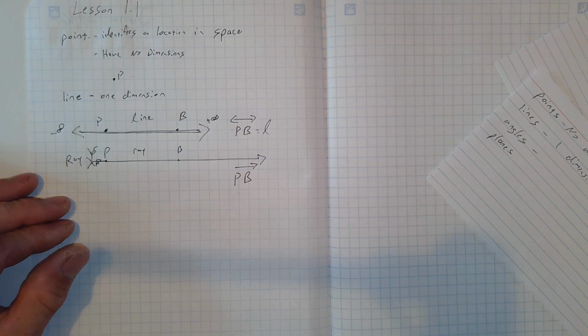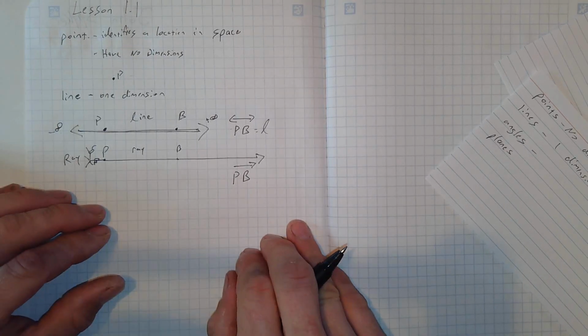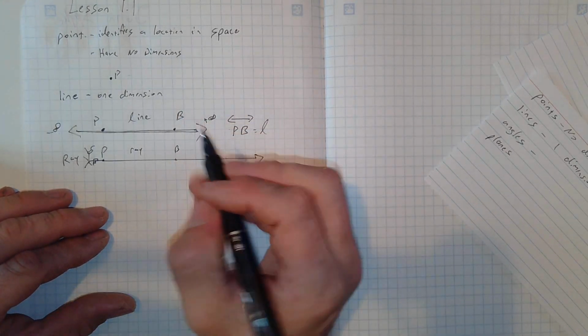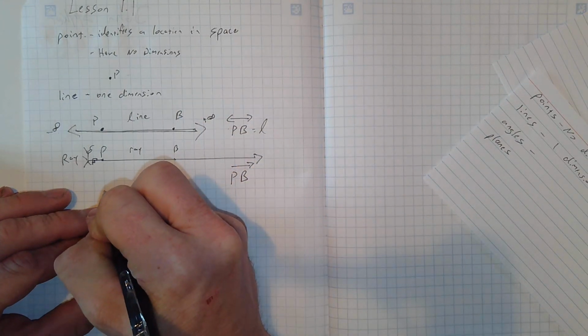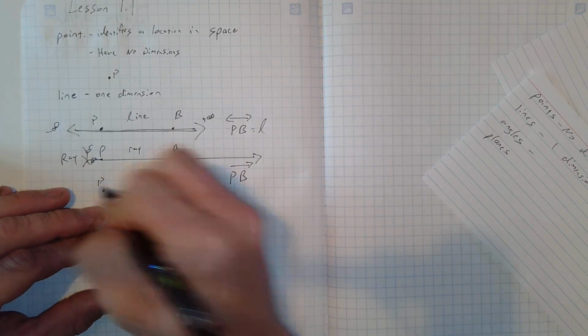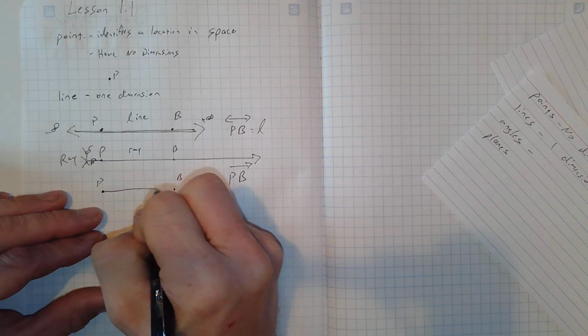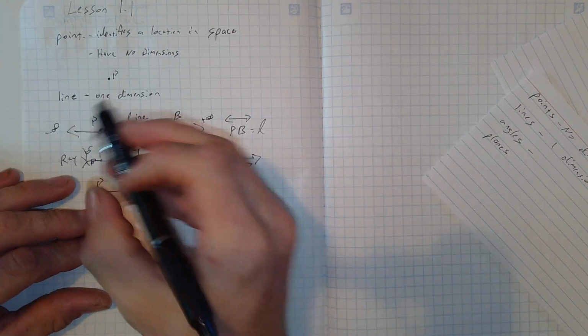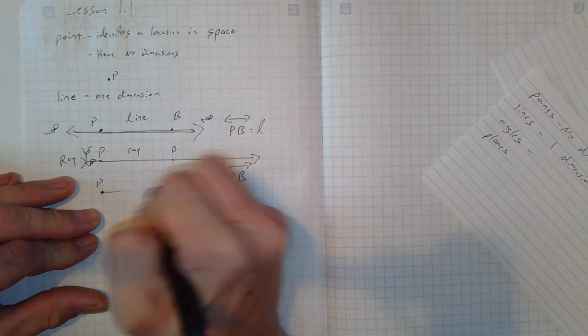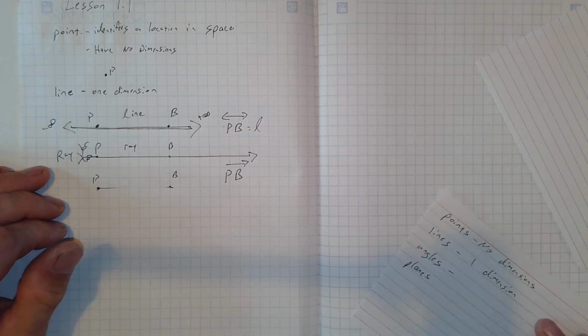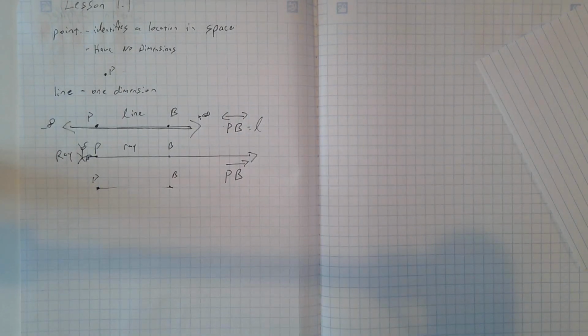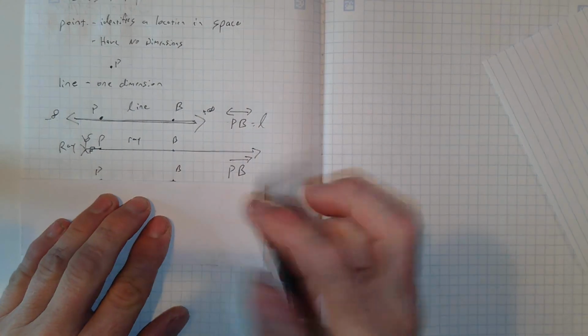And then finally, what we're going to be using most of the time are segments. If I start at P and I end at B, this is a line segment. It's not a very straight line segment. And this is line segment PB.